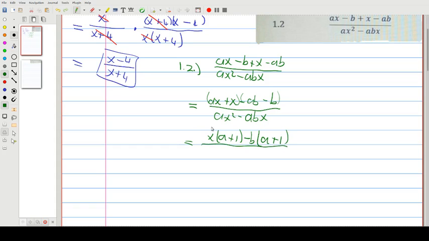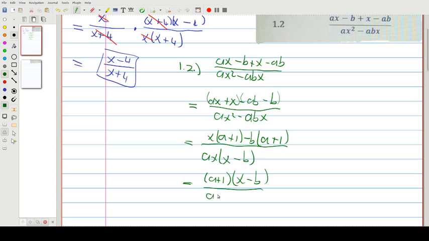At the bottom, we can take out a common factor of ax, and we're left with x minus b. Sorry, not a minus b, x minus b. My apologies. Now the top part has a common factor: the bracket. If we take the bracket away here, there's an x, and if we take it away from here, there's a negative b.